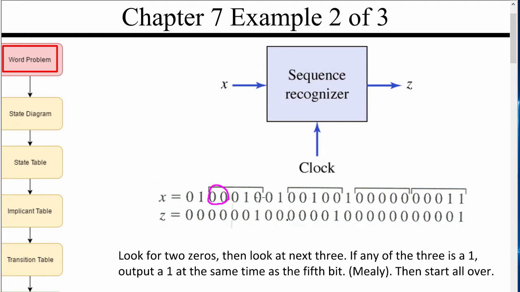And then look at the next 3. 1, no. There's another 2. So then look at the next 3. There's another 2. And look at the next 3. There's another 2. And look at the next 3. Okay, so we have a group of 3, and one of them is a 1. So if any of the 3 is a 1, so there could be 1, 2 1s, or 3 1s. All right. That's why we output a 1.